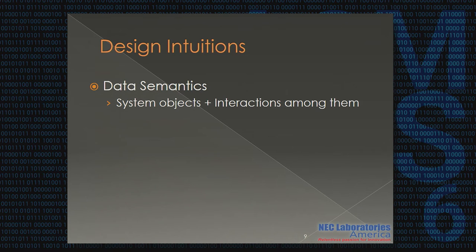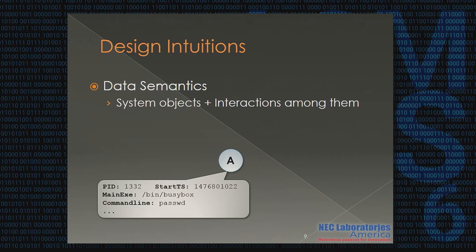First, we have to understand what the data is. The data semantics we have is basically a whole bunch of system objects as well as their interactions with each other. Let's say we have a process A, which has certain attributes, for example, the PID, the starting time, the main executable, the command line, the signature, all these things.